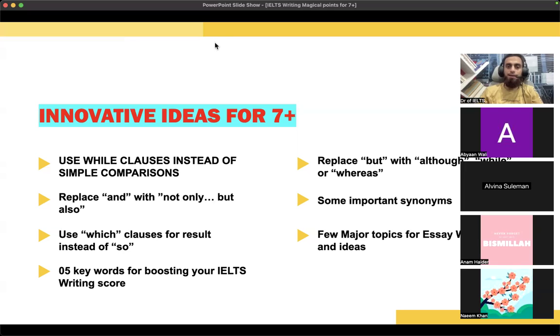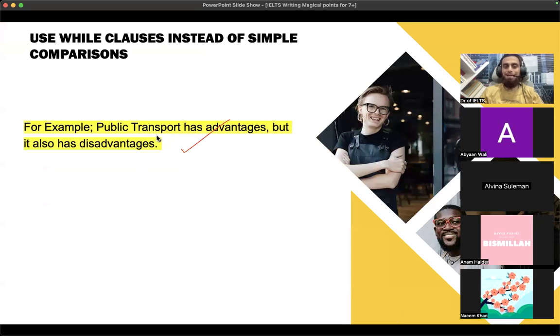Now, number one point in IELTS writing section that's very important: use a while clause instead of simple comparison. And what that means, here we have one example I show you. Public transport has advantages, but it also has disadvantages. Later on, I will take your test. Now, how to make this sentence for 7 plus? Let's suppose this is grammatically 100%.